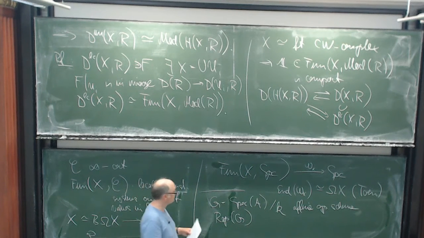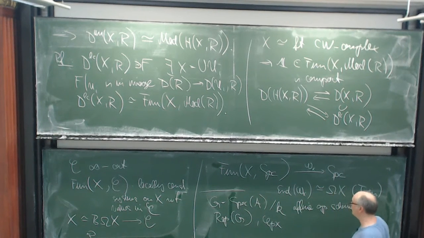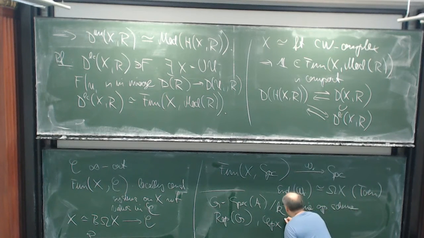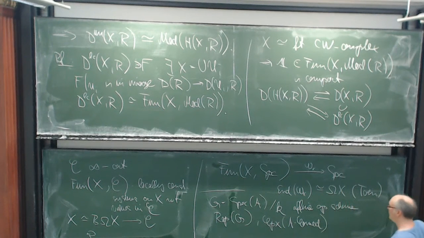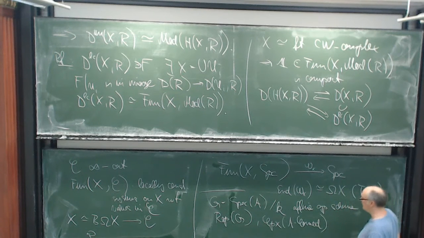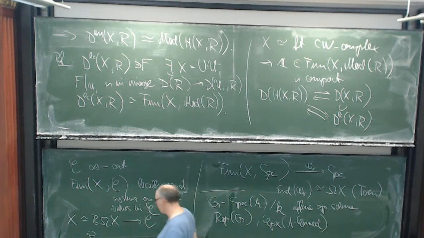And we can look at the category of complexes in A-comodules, all A-comodules now, which should not be finite dimensional. This is a nice category, and the derived category should be something like the derived category of representations.